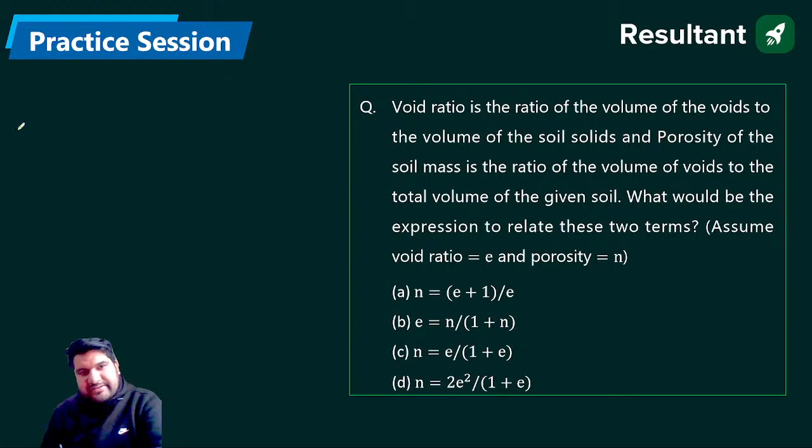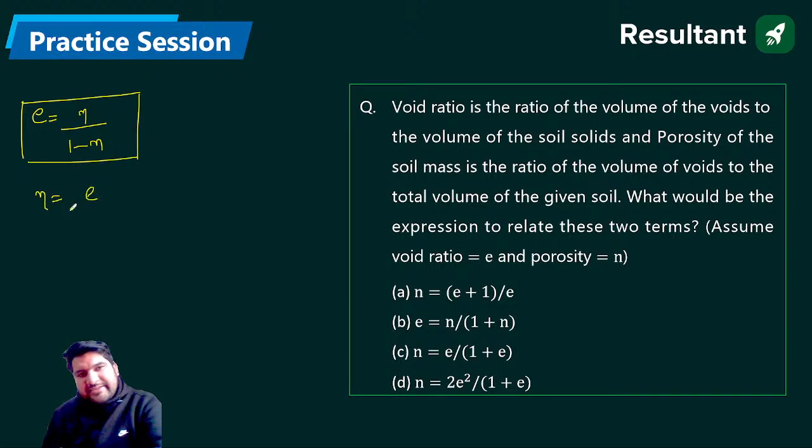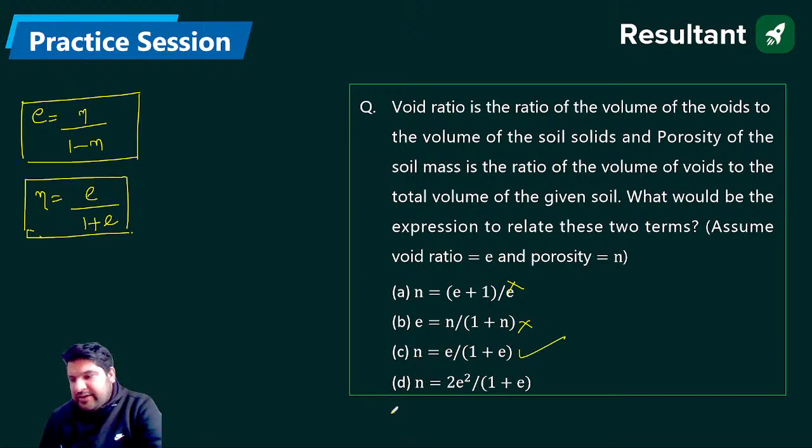So the correct relation is, your e is n by 1 minus n. Absolutely correct. Another relation is, your n is e by 1 plus e. So if we are looking at the options, n equals e plus 1 is absolutely wrong. e equals n by 1 plus n is absolutely wrong. n equals e by 1 plus e is absolutely correct. C is the answer. Sonu is saying C is the answer. Absolutely correct.